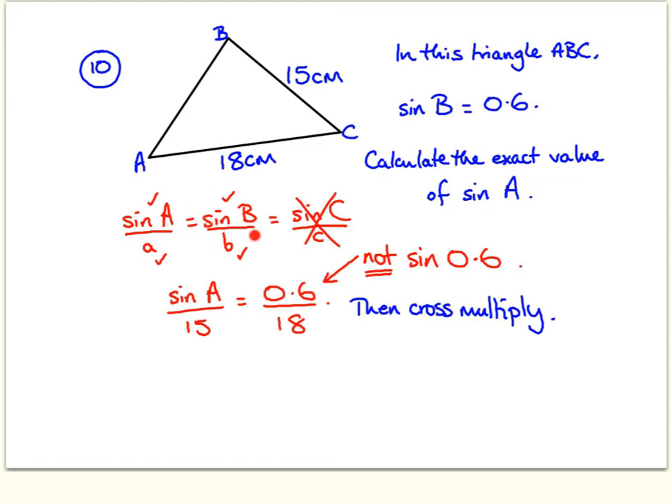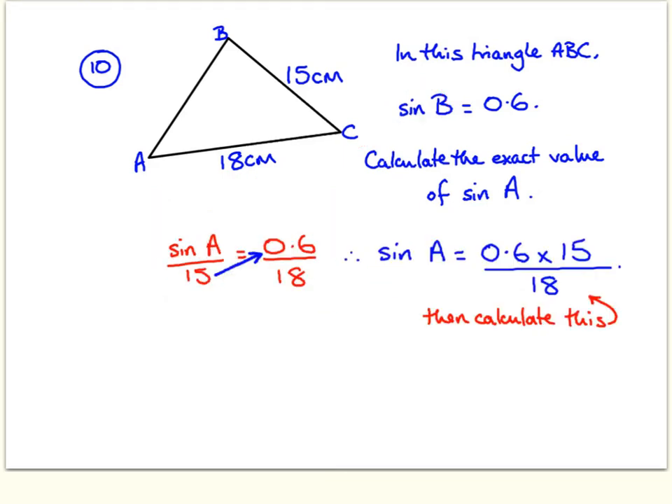So that whole thing there, sine B, becomes 0.6 because that's what you are told up here. This is sine B, so it's 0.6. Right, now, once you've got your 4 values, you cross multiply because you want the sine A to be on its own. The 15 goes up there with 0.6, so you're ending up with 0.6 times 15 over 18.